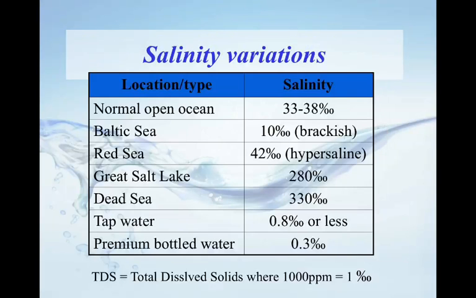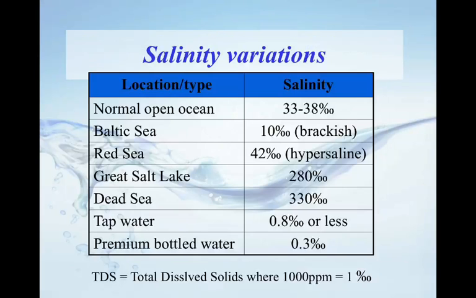So how does salinity vary around the world? Well, typically in the open ocean, the salinity is anywhere from 32, 33 to about 38 parts per thousand. The average being about 35 parts per thousand. That's typically what we see around here in the Atlantic. Some seas are more brackish, like the Baltic. Red Sea is fairly salty at 42 parts per thousand.